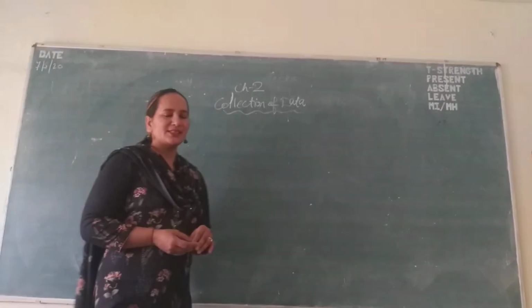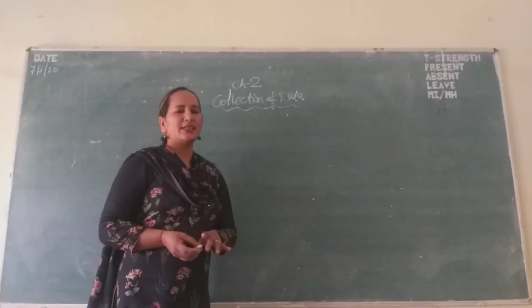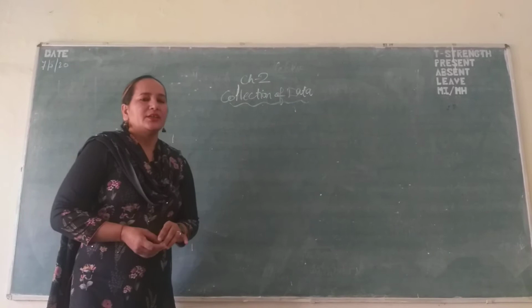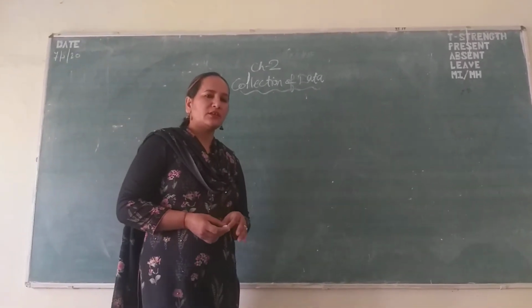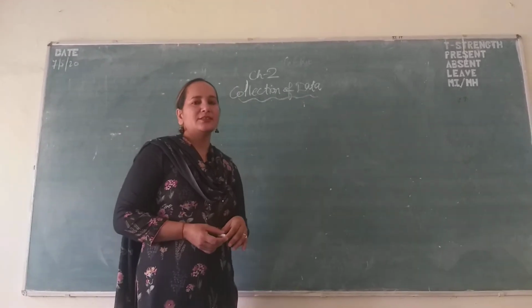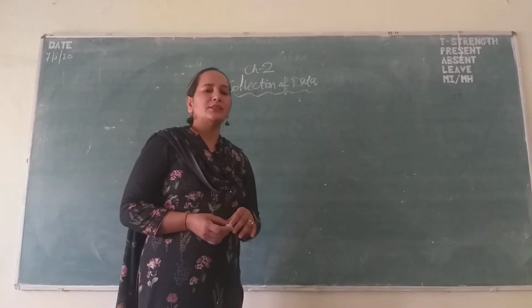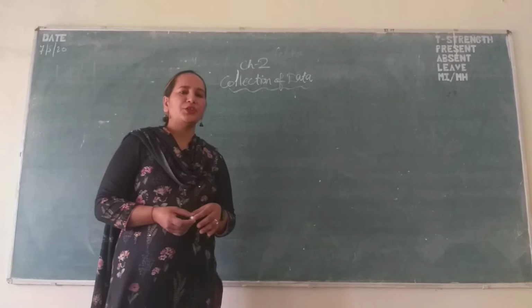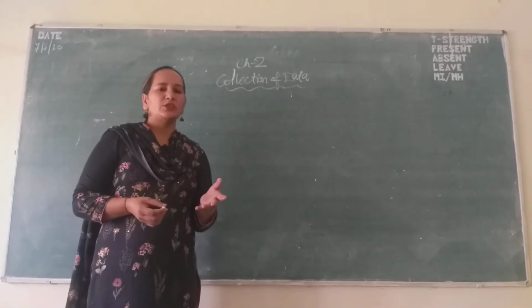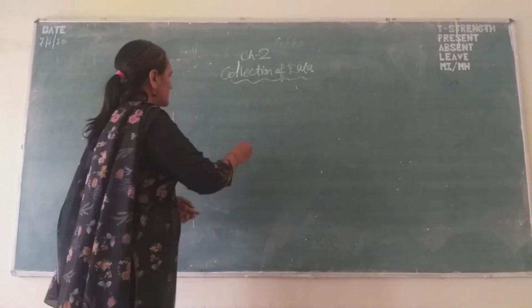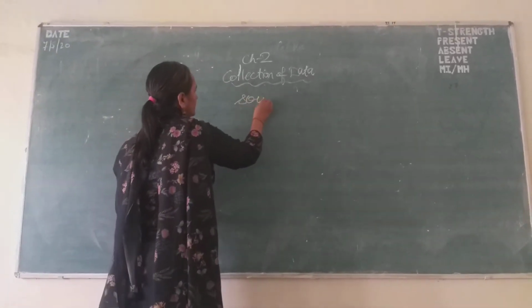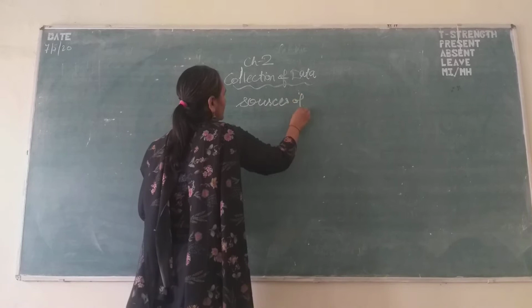Good morning students. Let's continue chapter 2, that is collection of data. In this chapter we have done the meaning of variable, observation, data, then basic terms, that is investigator, enumerator, population, item, etc. Now the next topic is sources of data.